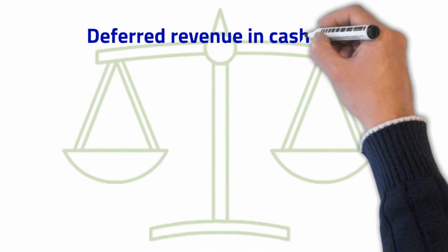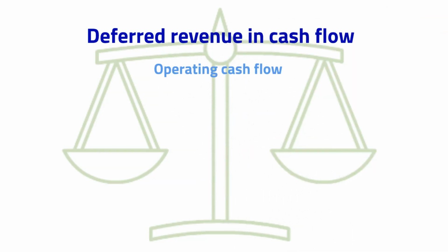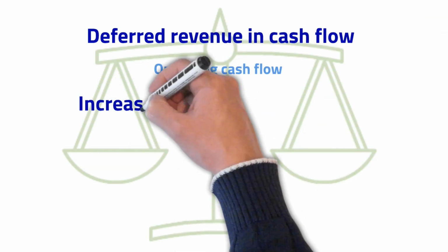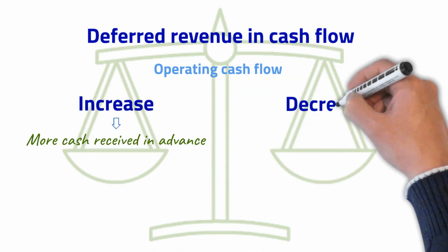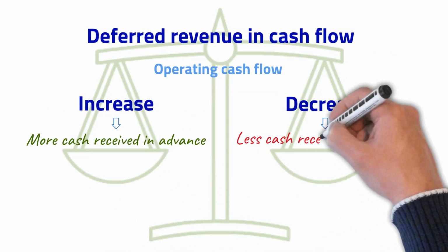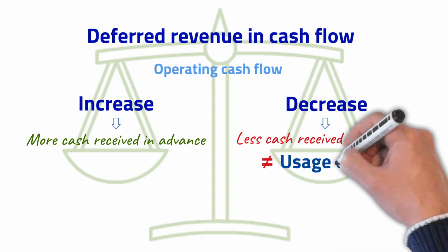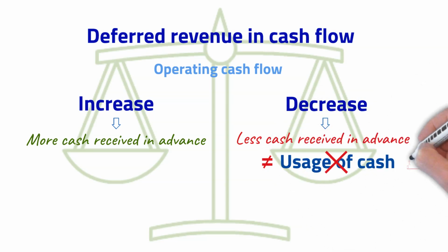What is the role of deferred revenue in cash flow? In the indirect cash flow, increases in deferred revenue are an increase in operating cash flow. You collected cash before earning it. At the same time, decreases in deferred revenue are not an actual use of cash, but just reversing the initial add-back. The actual cash was received earlier.